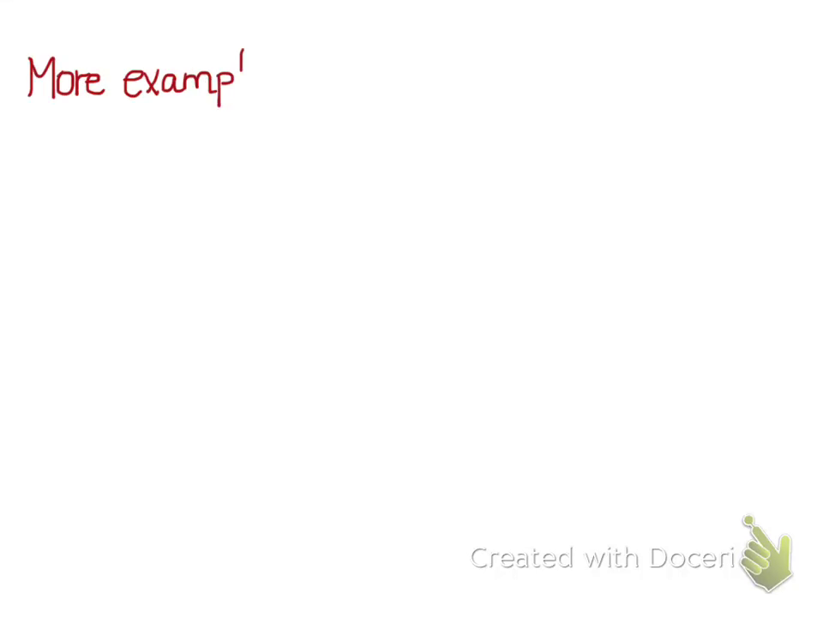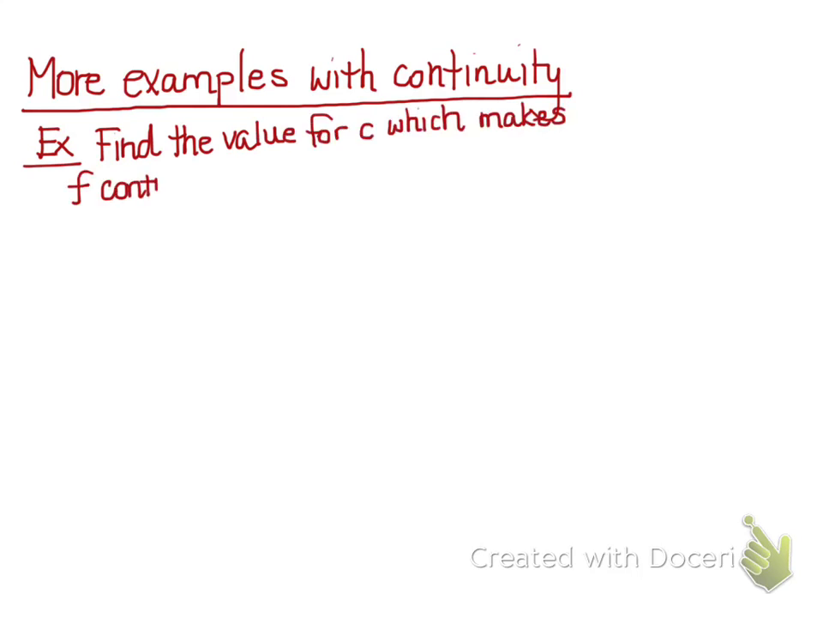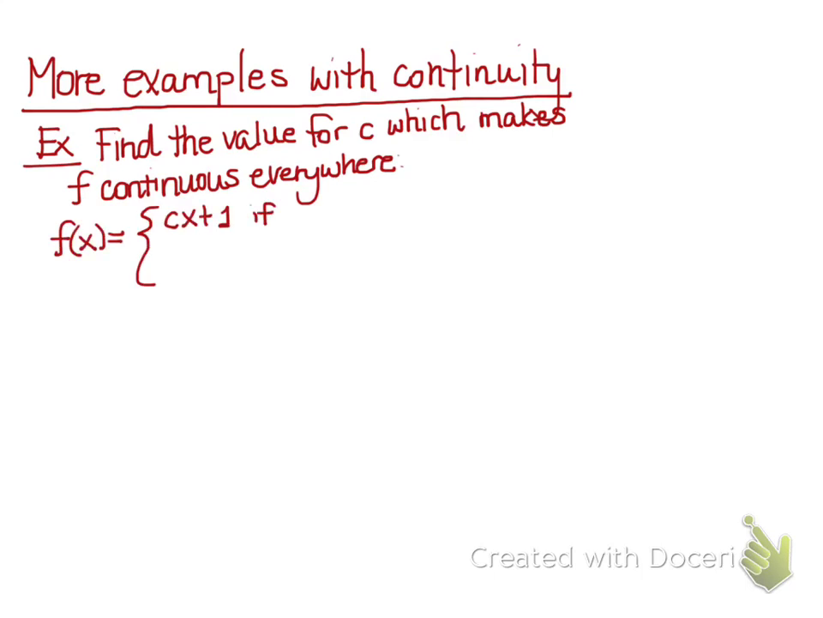The following video gives more examples with continuity. Let's look at the following exercise. Find the value for c which makes f continuous everywhere. The function f will be cx plus 1 if x is less than or equal to 3, and cx squared minus 1 if x is greater than 3.